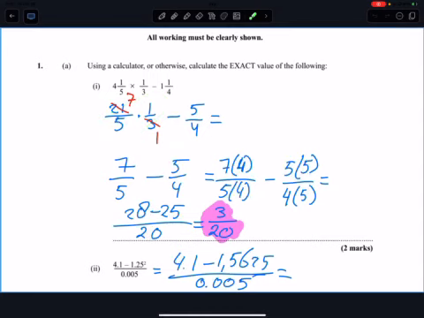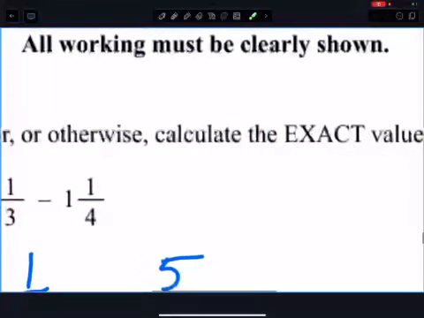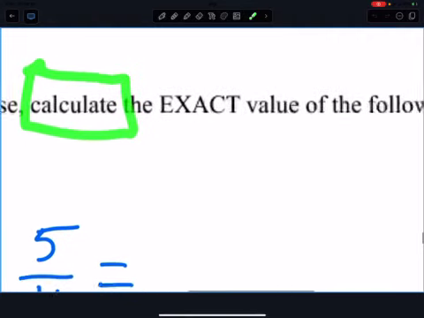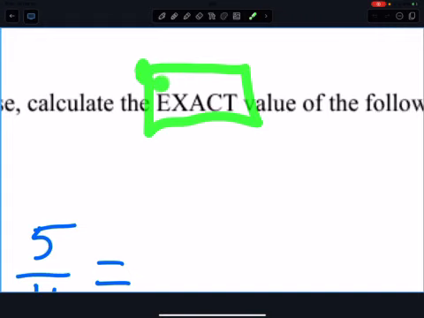Now, check this question. Using your calculator, otherwise, blah, blah. Look at this specific word. Calculate. So if you only write the answer, you can imagine it's wrong. And now the second most valuable word in this sentence. So if your answer is 0.15, it is not exact anymore. So watch out for these things.